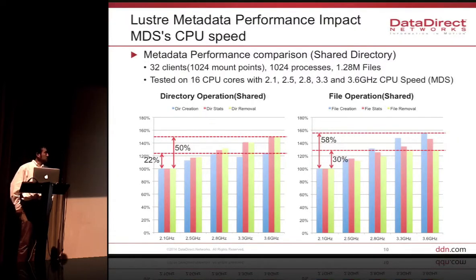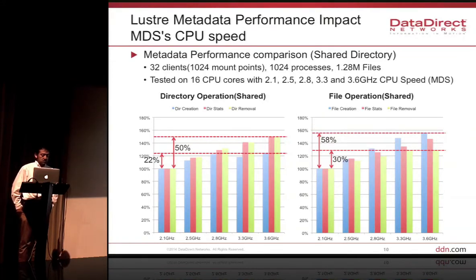This is the same testing, except with the shared directory access pattern, with the same number of clients and the same number of mount points. We also use the same CPU speed for the testing. File creation, even with the shared directory access, shows a significant performance improvement. Then directory and file removal also improved 30%.